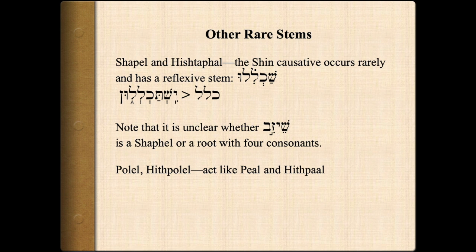There are also some occurrences of a polel or a hithpolel, usually with either geminate or hollow verbs, but those act just like the pa'al and the hithpal. So they can be translated as the equivalents of pa'al or hithpal.